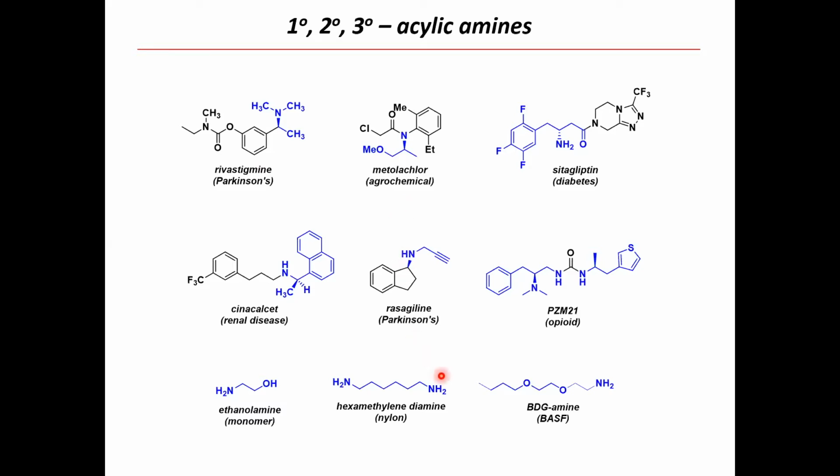As you work down the slide, obviously amines come in very simple forms sometimes. These are monomers for polymers. So one day maybe these molecules will be made using biocatalysis.